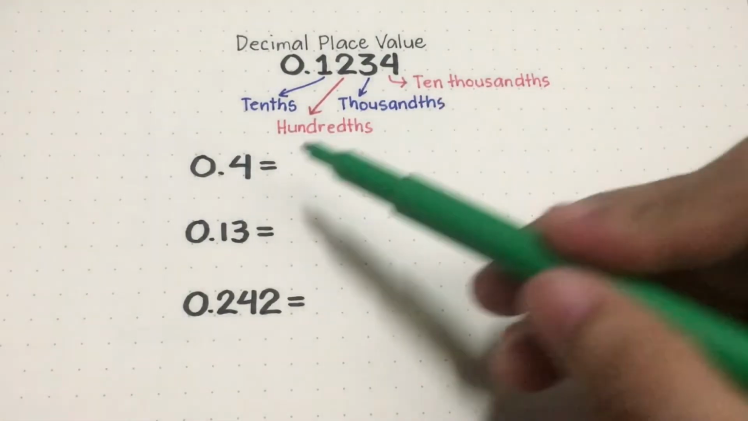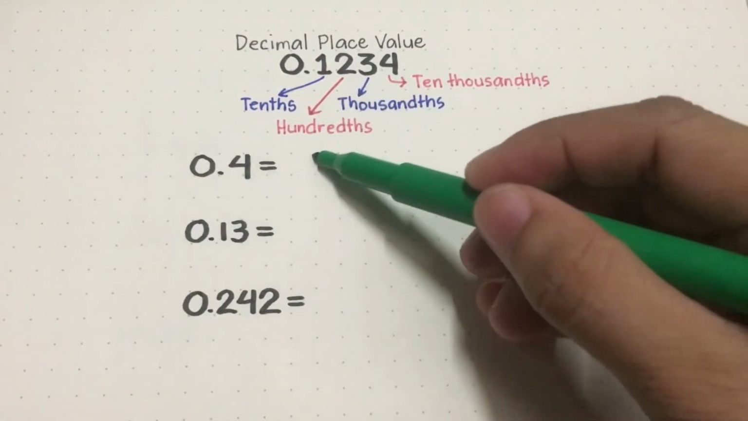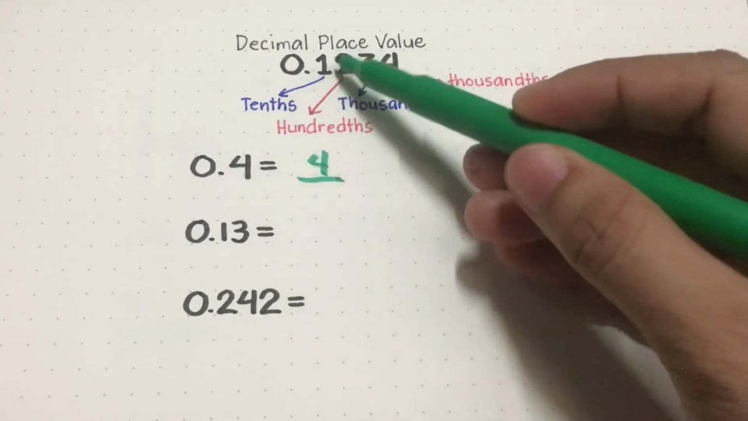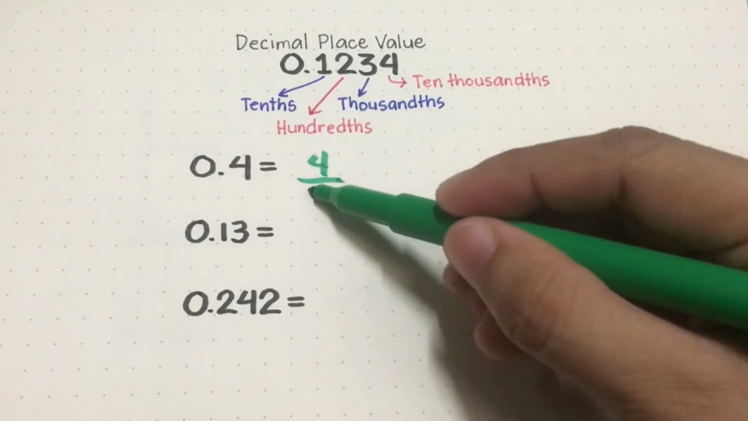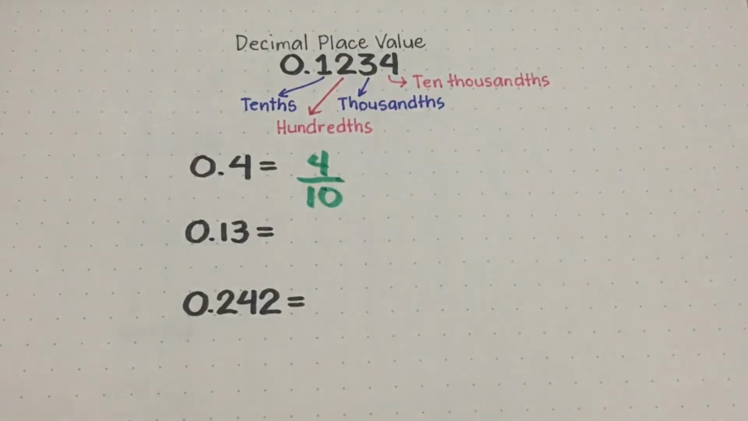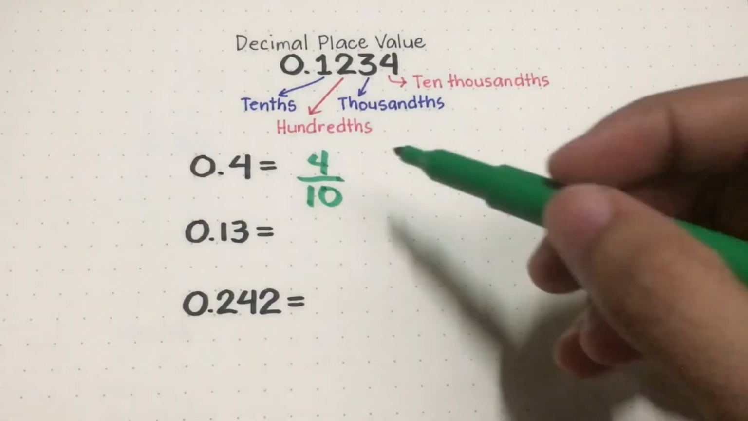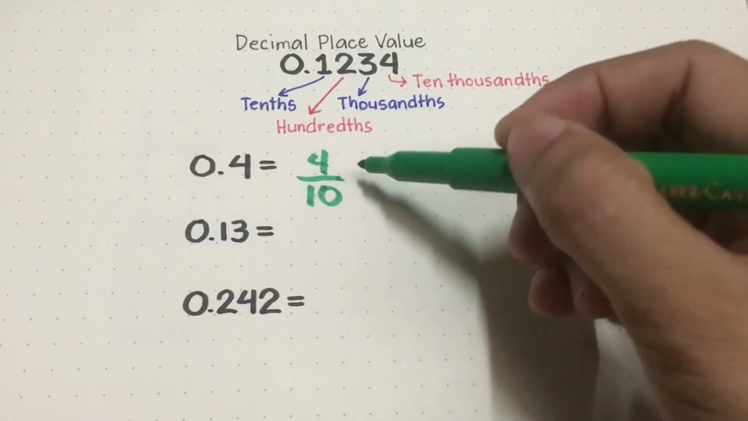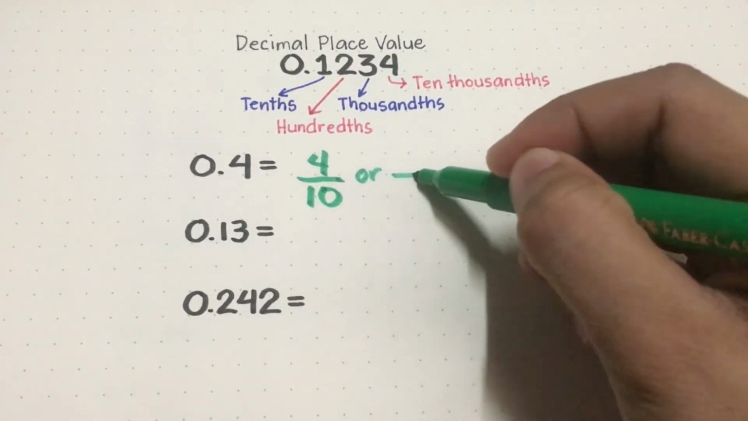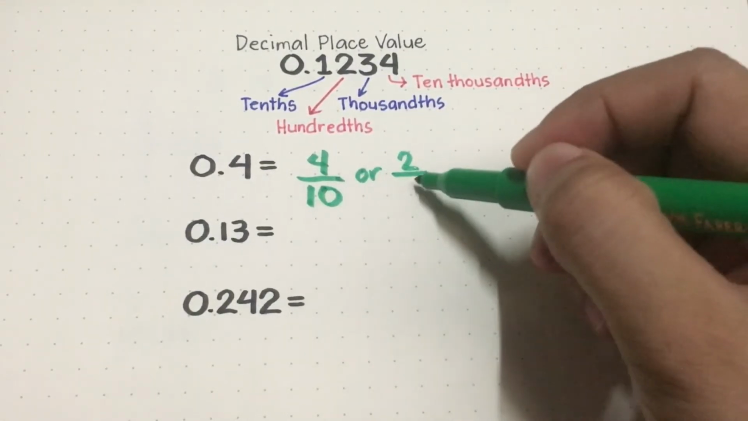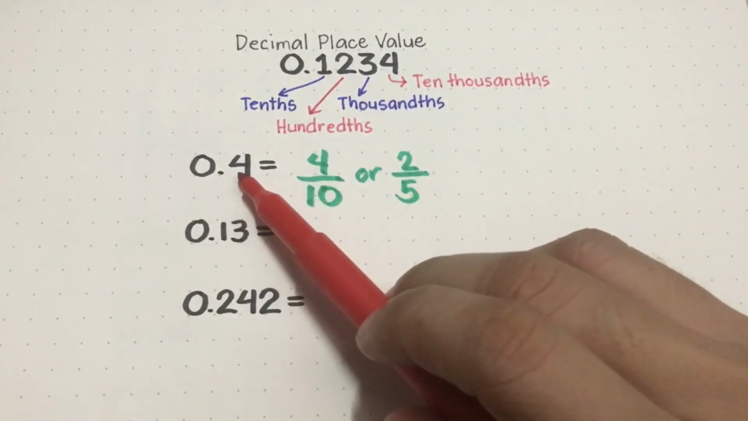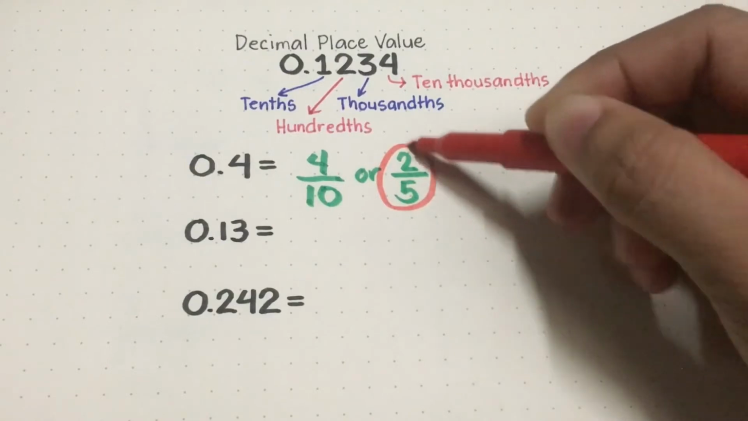So, to make it a fraction, you will use this digit as your numerator, 4, over, what is the place value of 4? That's tenths. So we will use 10 as our denominator. And that's it. Simplify. So we can simplify this by dividing both numerator and denominator by 2. So 4 divided by 2 is equal to 2, and 10 divided by 2 is 5. So 0.4 is equal to 2/5.